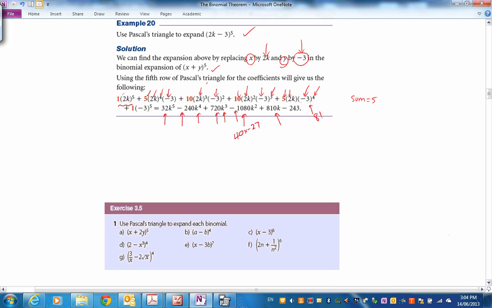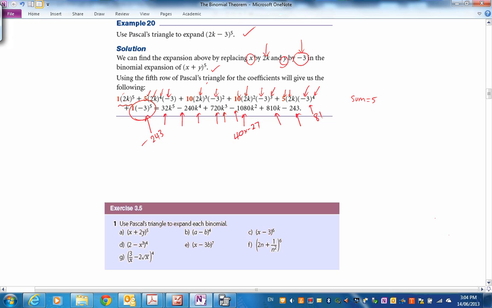And then at the end here, negative 3 to the 5th is going to be a negative number, and that's going to be 243. So that's our last term there. So that's a fairly complicated one.